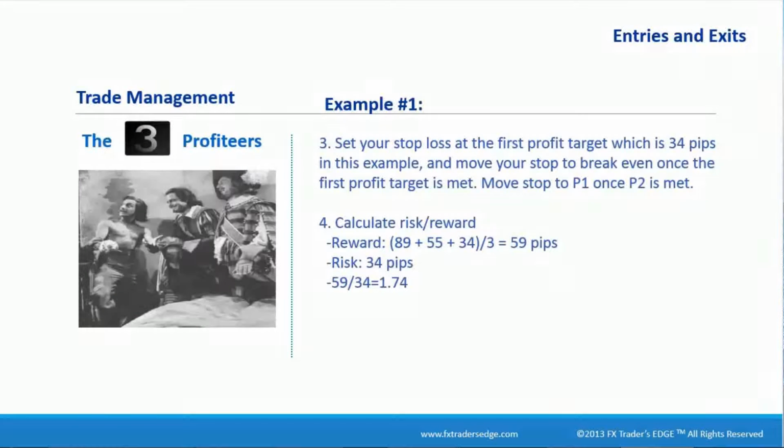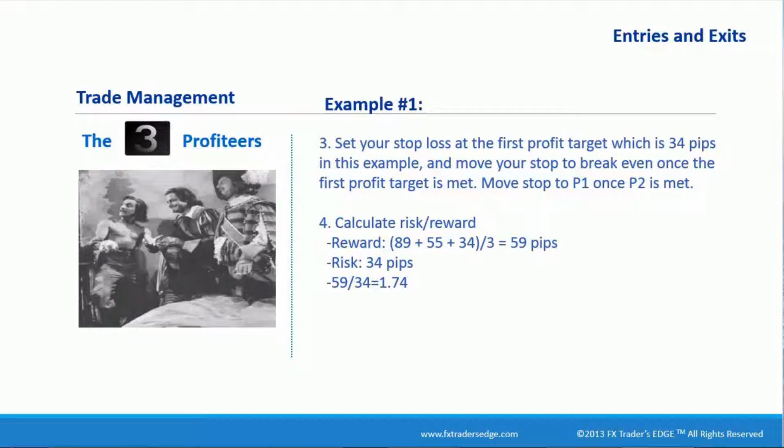The third step is to set the stop loss at the first profit target, which is 34 pips in this example, and move the stop to break even once the first profit target is met. So move the stop to P1 once P2 is met.